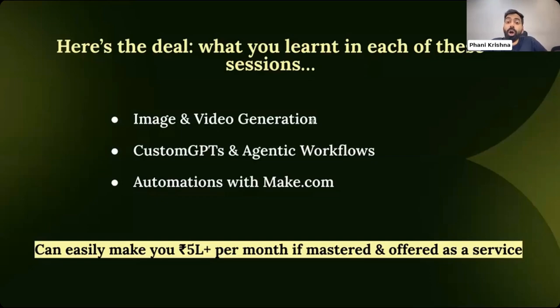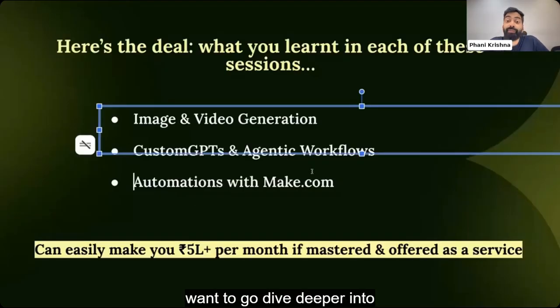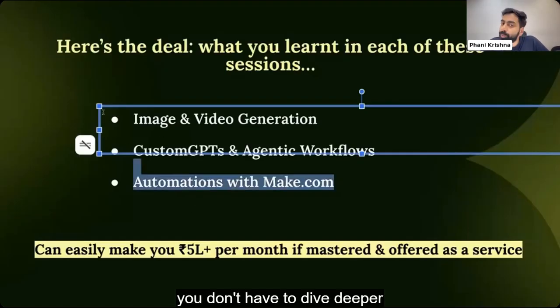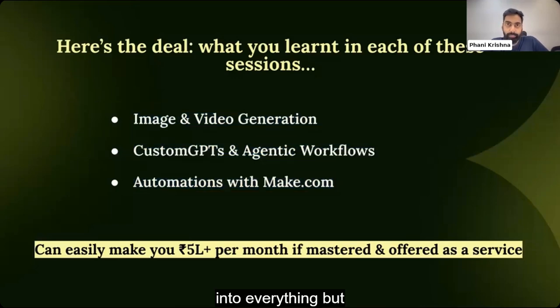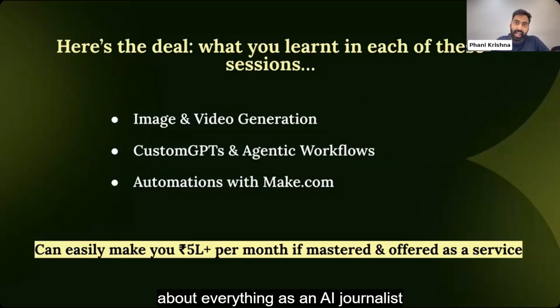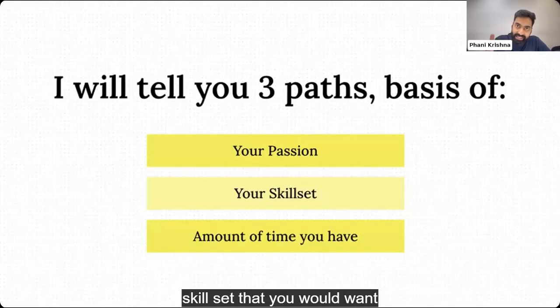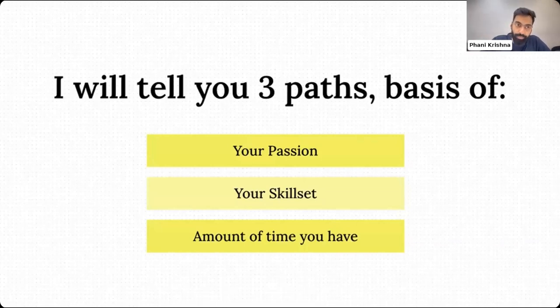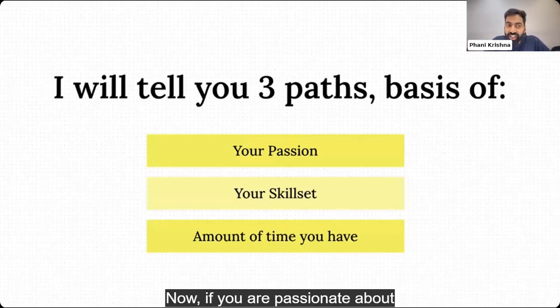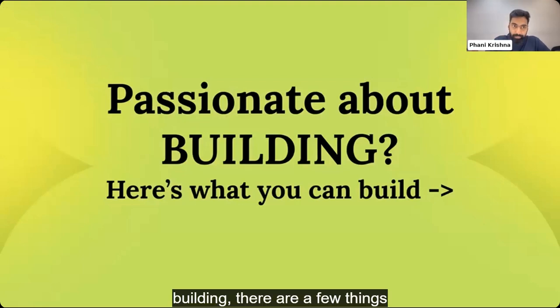Depending on what you are passionate about, you need to choose the skill that you want to dive deeper into. You don't have to dive deeper into everything, but you have to have an idea about everything as an AI generalist, and go deeper into one specific skill set that you would want to use to be able to provide value. Now, if you are passionate about building, there are a few things that you can go ahead and build.